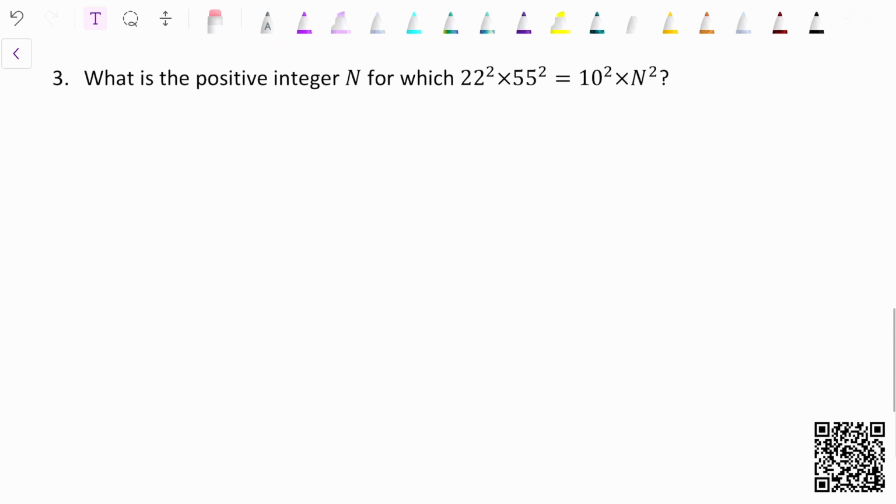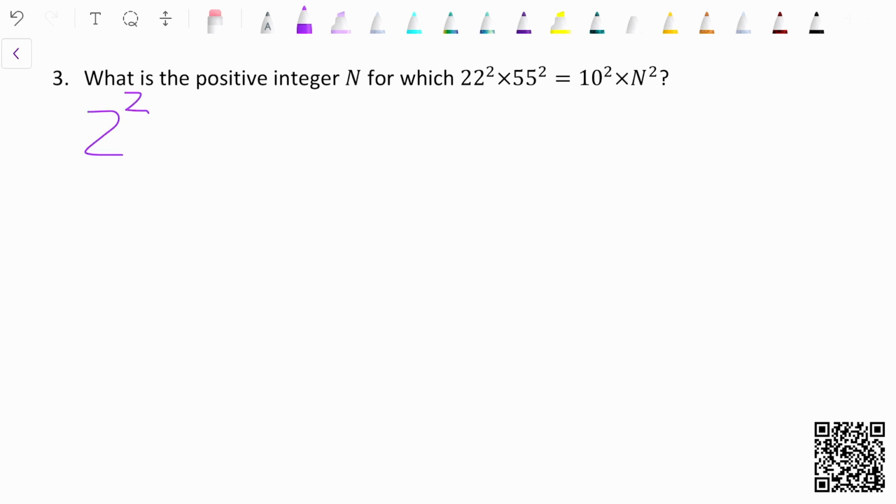Moving on to problem number 3. What is the positive integer n for which 22 to the power of 2 times 55 to the power of 2 equals 10 to the power of 2 times n to the power of 2? Well, you can solve this in many different ways, but the way I like doing it is we can split 22 to the power of 2 into 2 to the power of 2 times 11 to the power of 2.